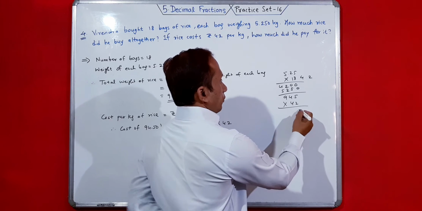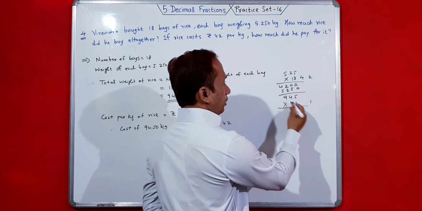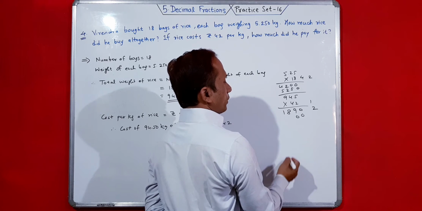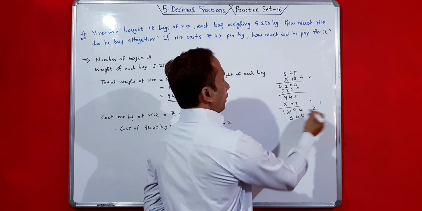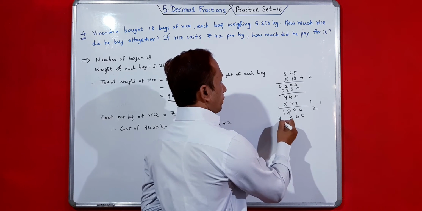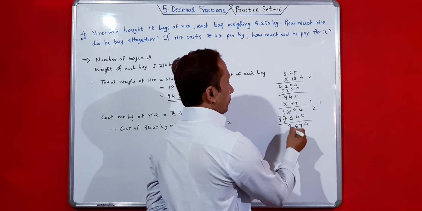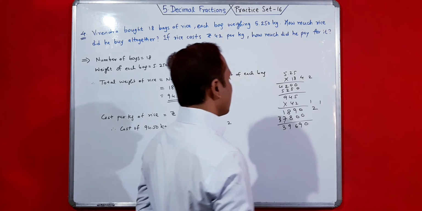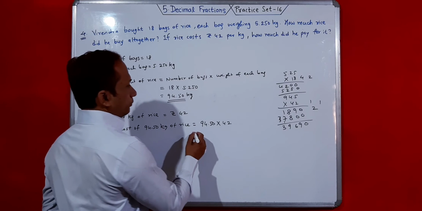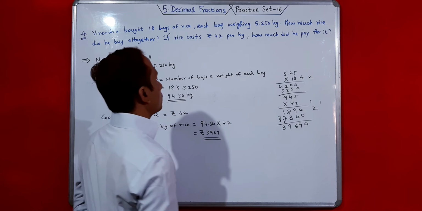5 2s are 10, 1 carry, 8 and 9. 18, take 0. 4 5s are 20, 2 carry, 4 4s are 16 and 2 is 18, 1 carry. 4 9s are 36 and 1 is 37. So this 0, 9, 6 carry 1 here, 9, 3. 3 9 6 9. And there is one more 0, so the rice cost rupees 3969. So this is the solution for the answer.